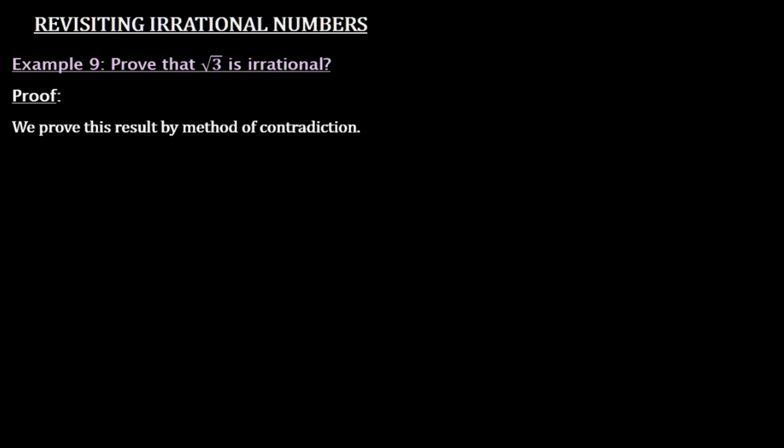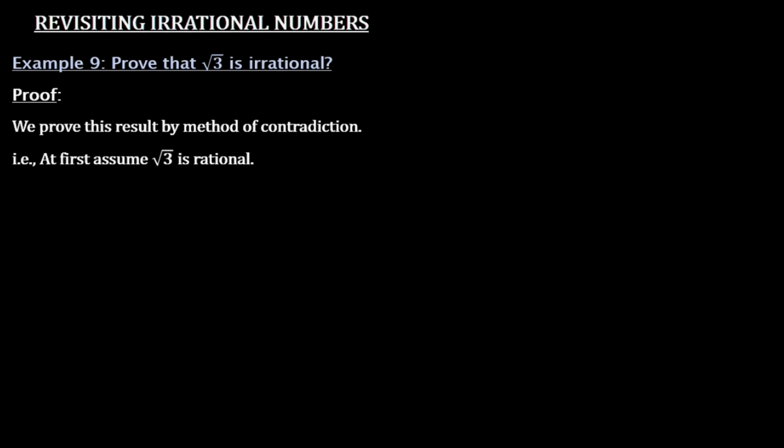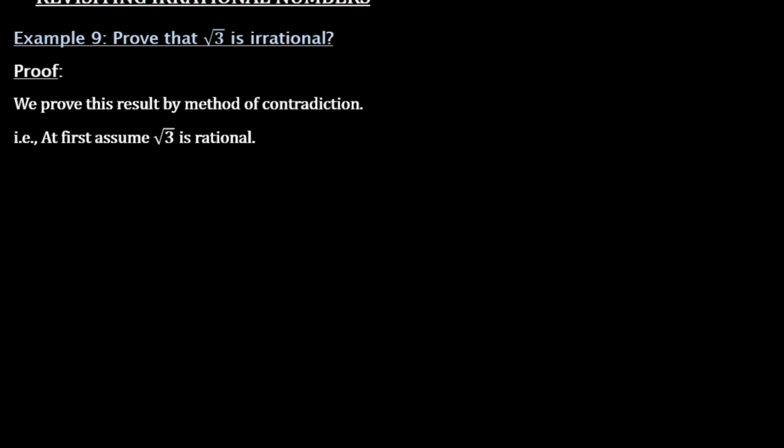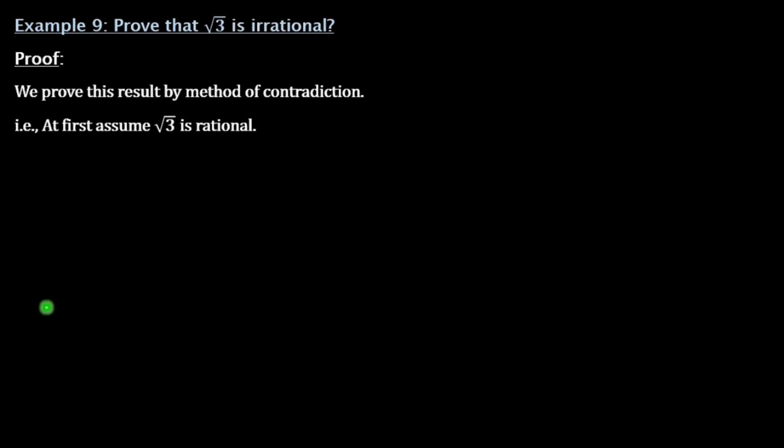So we apply the method of contradiction. That is, we start by assuming that root 3 is a rational number. Our assumption is that root 3 is a rational number, and if we find something wrong along the way, then our assumption is wrong, and we will prove root 3 is an irrational number. So you must keep in mind that in order to move by the method of contradiction, there are two and only two choices in front of us, either this or that.